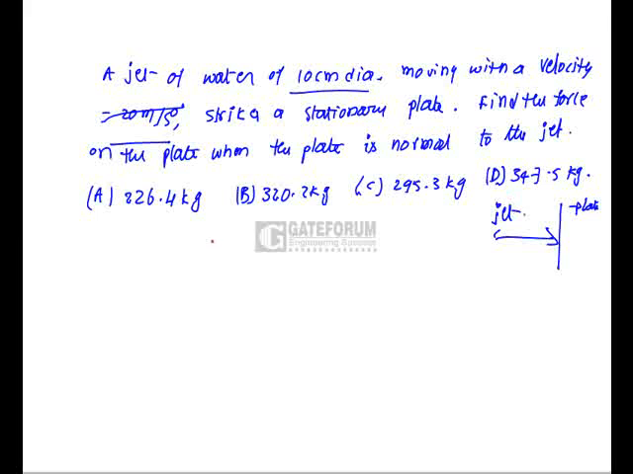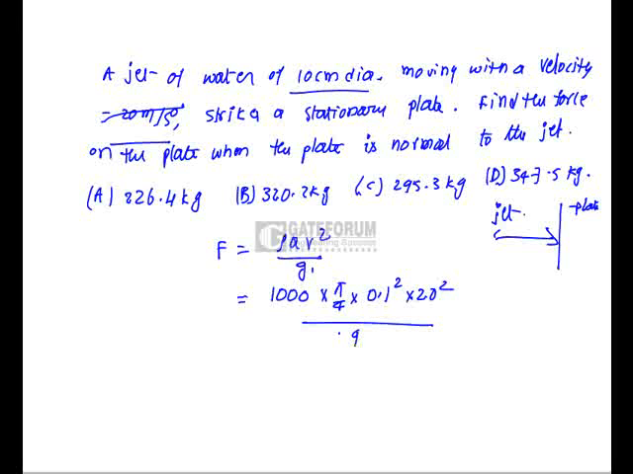So we know the formula F is equal to rho A V square by g. Rho is the density of water, 1000, A is pi by 4 d square, where d is 0.1 in meters, 20 square is the velocity, and g is 9.81. That is equal to 320.2 kg. So 320.2, option B is correct.